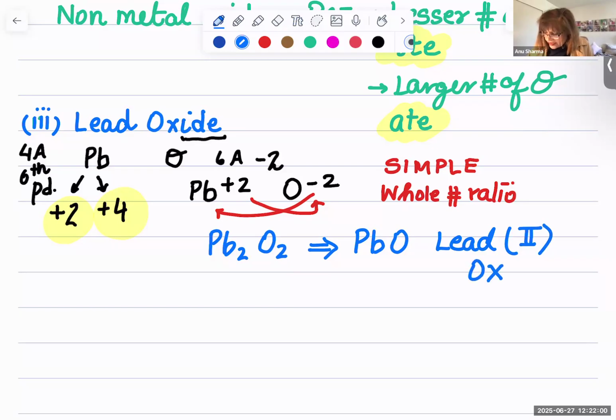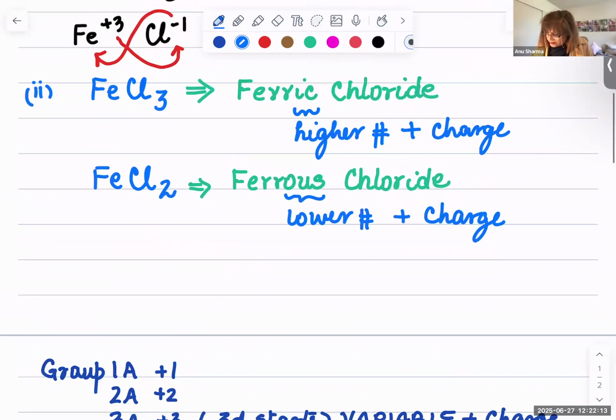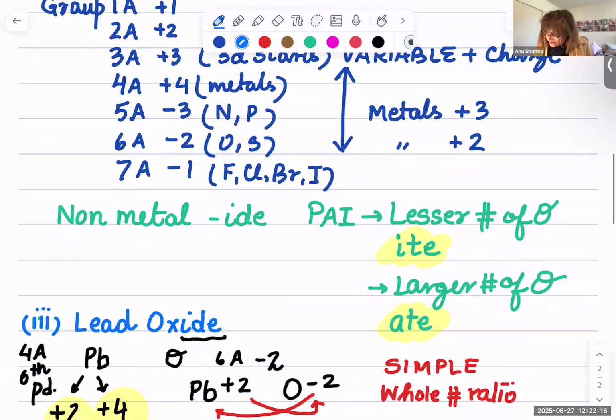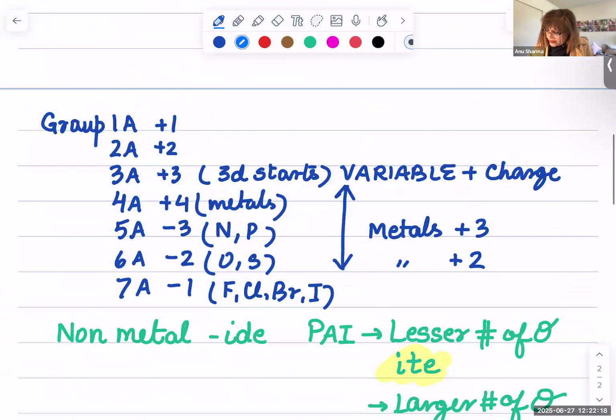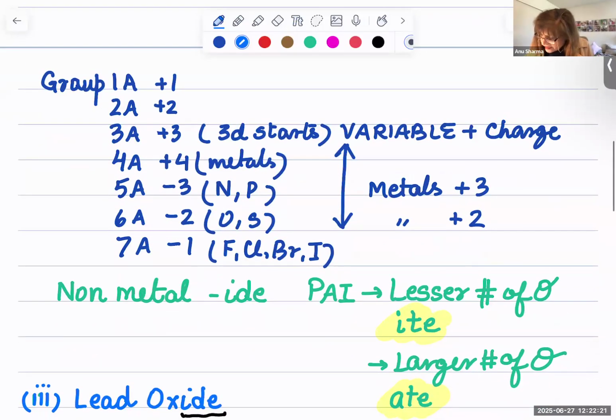Lead(II) oxide. And the other name is plumbous, P-L-U-M-B-O-U-S, plumbous. Did I mention this here? Oh, this was for the polyatomic ions. Yeah, variable charges here. The higher is -ic, the lower is -ous, and the higher is -ic in this set. Higher and lower. So this is a lower charge, and this is a higher charge, positive.